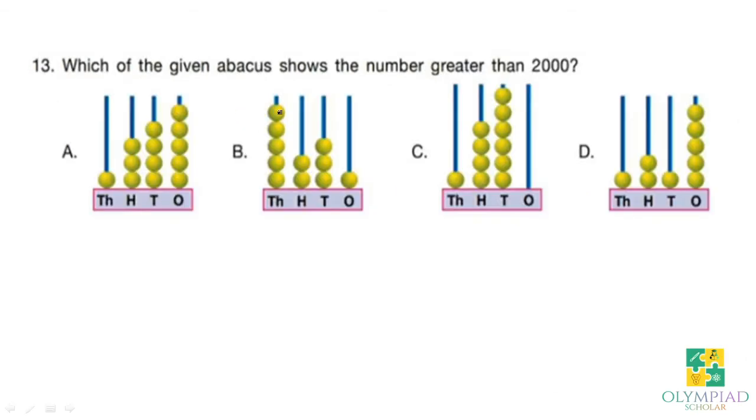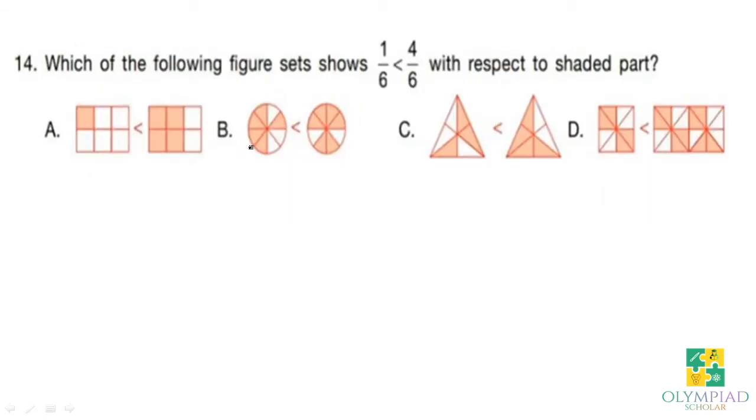Which of the given abacus shows the number greater than 2000? So for 2000, we need to only check the thousands place, and it has to be greater than 2000. So for that, you see there is 1000 plus, this is 1000 plus, this is like 2, 3, 4 and 5 thousand plus. So this is 1000. So clearly B is our answer.